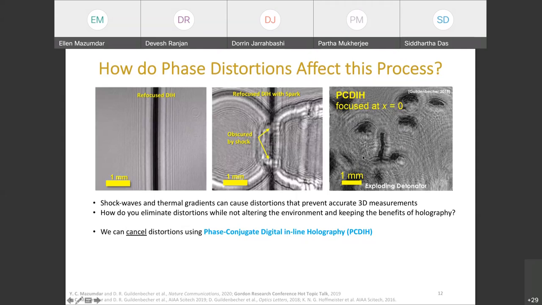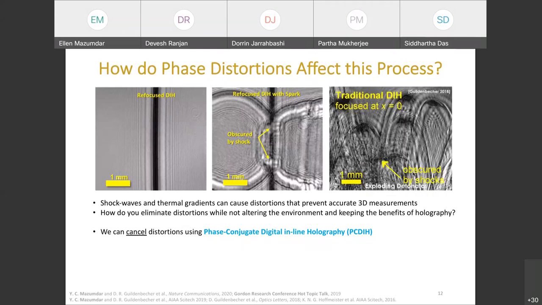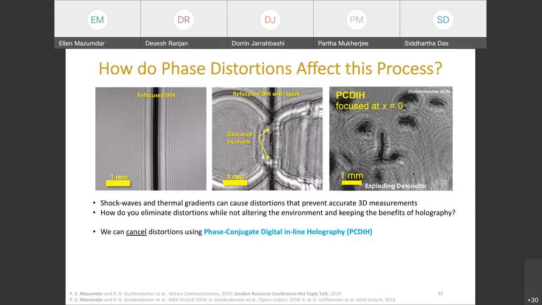And so what you can do is apply the phase conjugate technique that I'm about to discuss quickly. And you can go back and forth, and what you'll see is that the particle in the middle will appear when we use phase conjugate holography, but it's completely obscured using traditional holography.